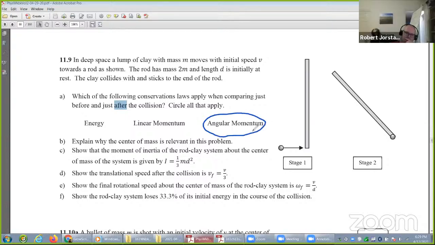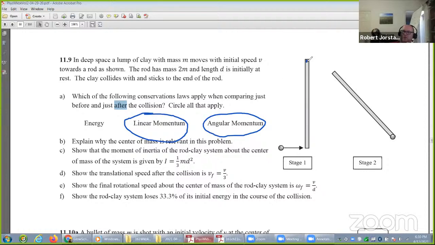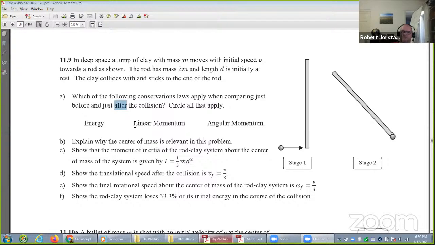That's half credit. What else applies? Linear momentum? Yeah, there's no pivot in this problem. The pivot was the whole problem. Remember when we had a pivot up here and there was an Rx? This Rx causes a net external force. Without this pivot here, there's no Rx. Linear momentum is also conserved, or regular momentum. So the correct answer here is both of them. Why is the center of mass relevant in this problem?